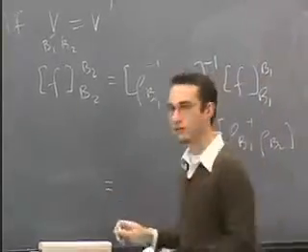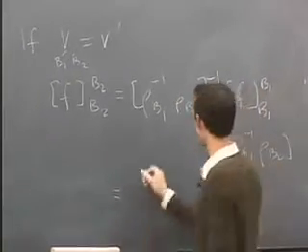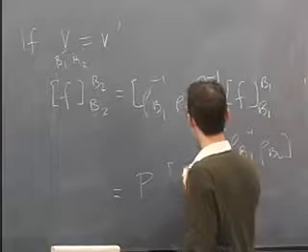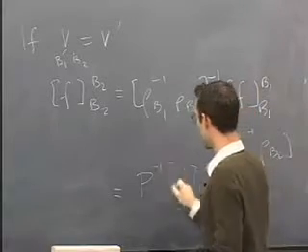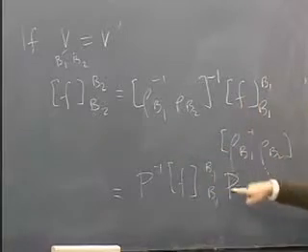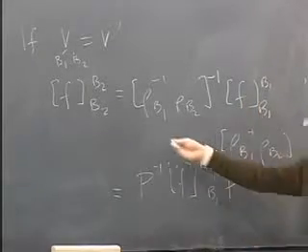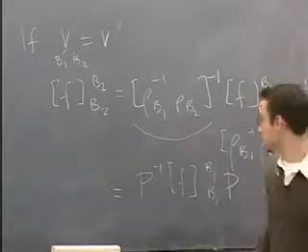So this is just the idea of similar matrices. This is something of the form P inverse F, B1, B1, P, where P is exactly this change of basis matrix.